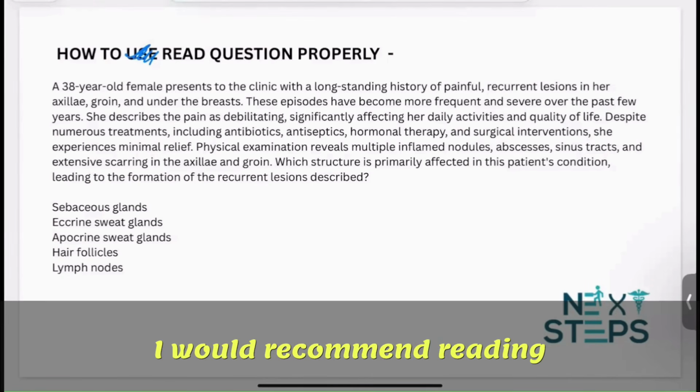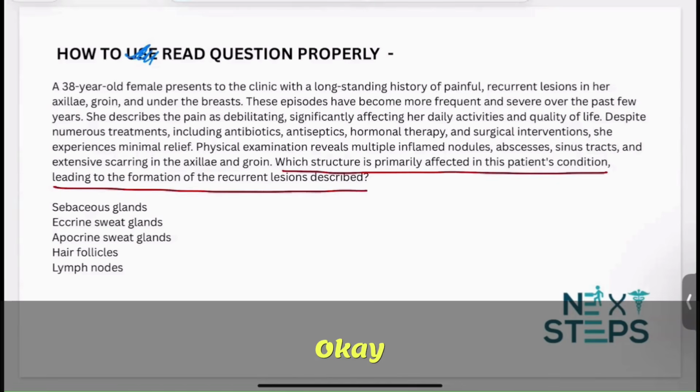I would recommend reading the last line first. Except psychiatry and ethics, because technically in these two subjects the last line won't help, but in other systems, reading the last line will help you understand what you need to do throughout the question. In this question the last line is: which structure is primarily affected in this patient's condition, leading to the formation of the recurrent lesions described? So they are asking you about the pathogenesis of the condition they are describing.